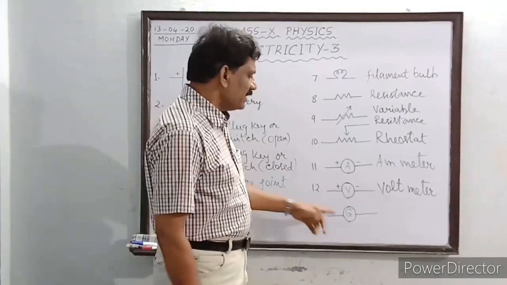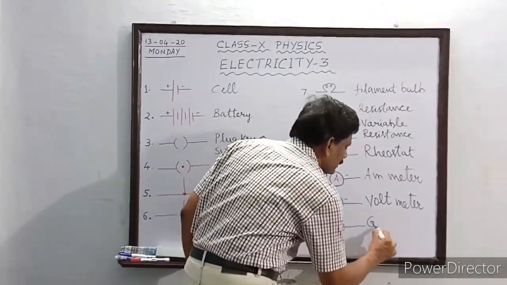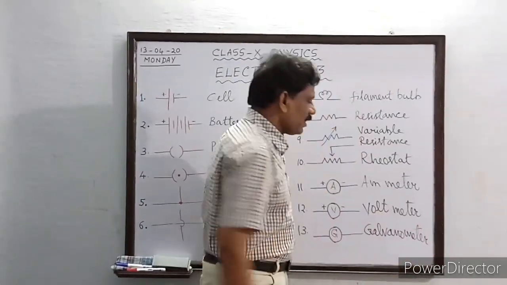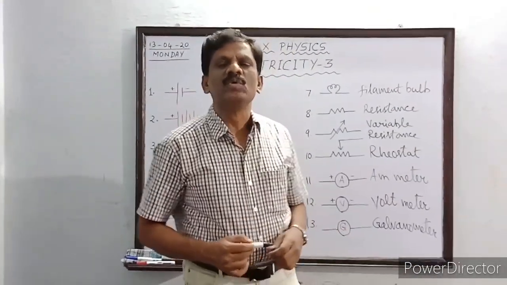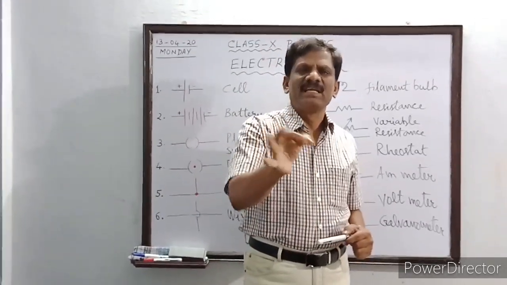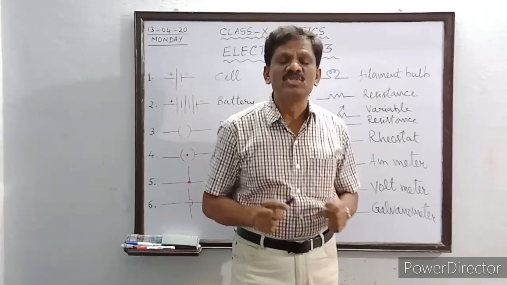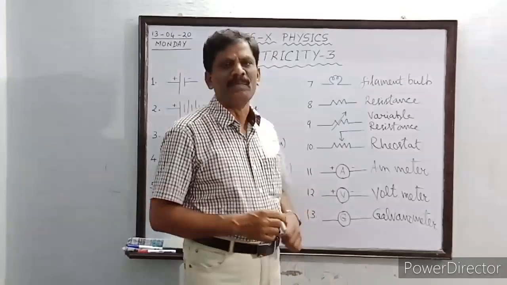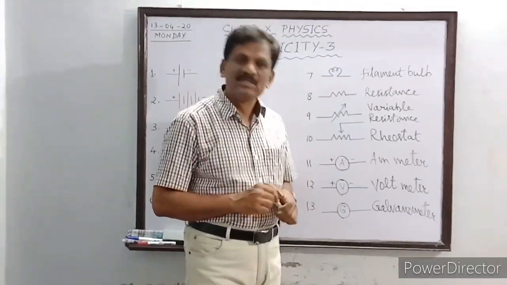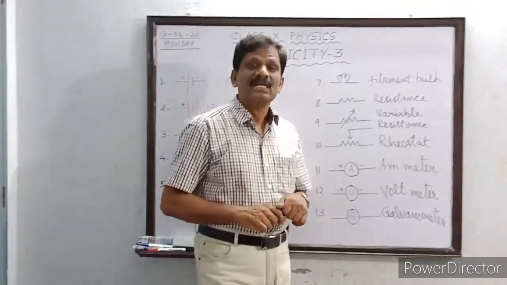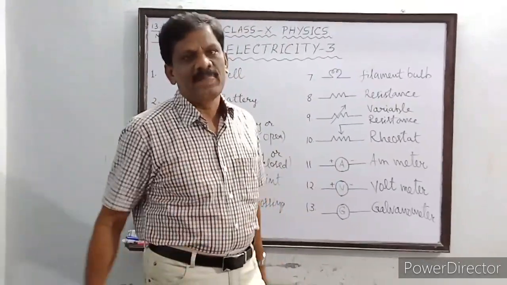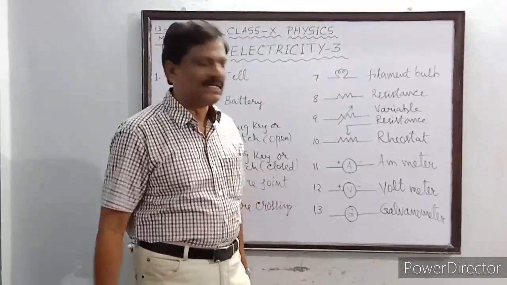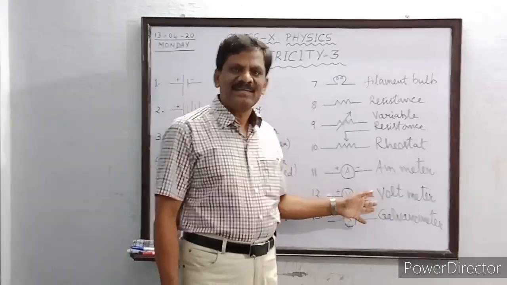Lastly, this is not given in that page where the symbols are given in the textbook, but it is very important. This one is called the galvanometer. The galvanometer is an instrument which is used to just check whether current is flowing in a circuit or not. It is used to detect the current in a circuit, and you cannot use this galvanometer to measure the current in a circuit. Understood, students? Galvanometer is a device, what is it used for? Just to detect whether current is flowing or not. But at a later stage you are going to study that the galvanometer can be converted into an ammeter as well as a voltmeter. Understood, students?